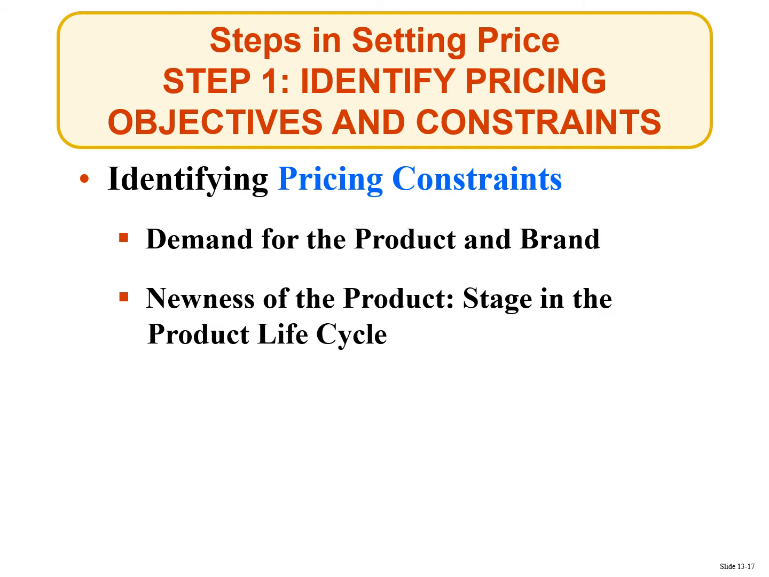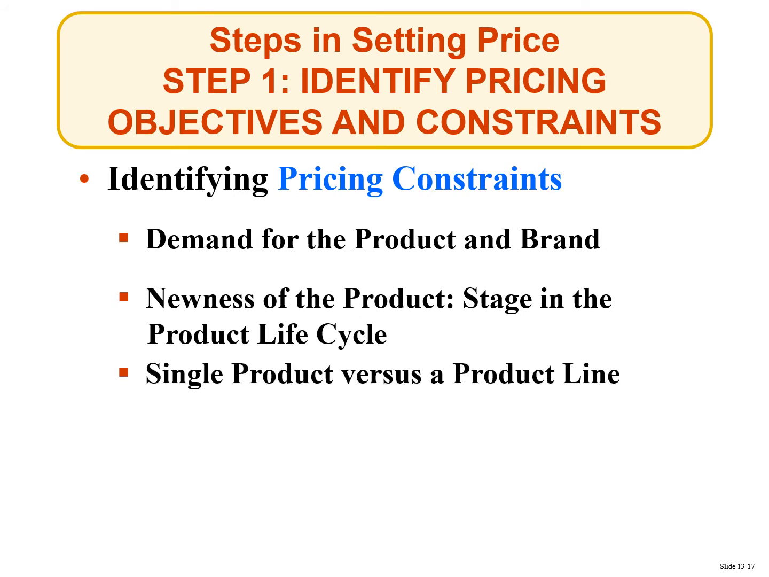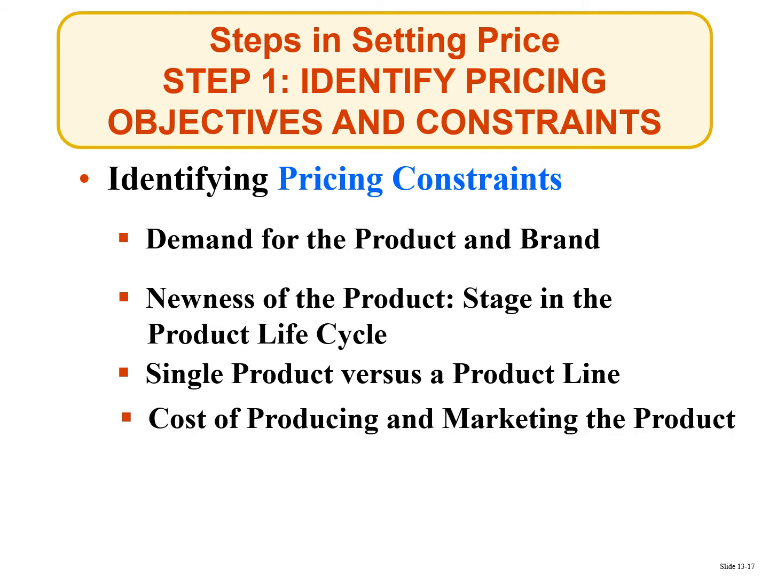When we say constraints, we don't mean that we have to have low prices. We only mean to say that there are certain constraints that you have to keep in mind. If you're new, then you might want to set your prices high, or you might want to set your prices low based on whatever your strategy is. Next is single product versus a product line. If it is just a single product, or if it is a line of products that you're offering, depending on that, you have to set your prices.